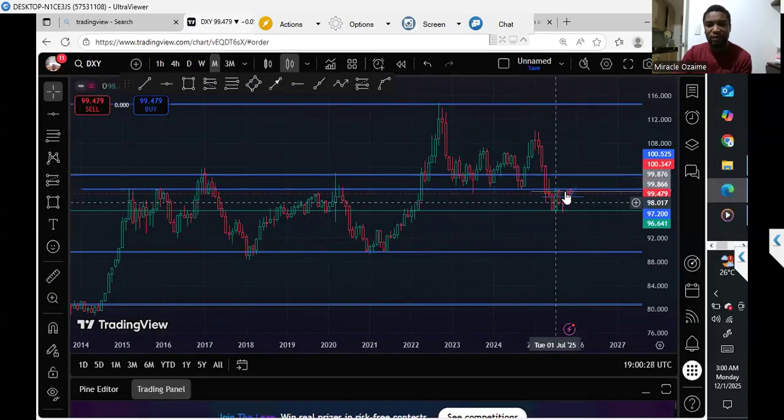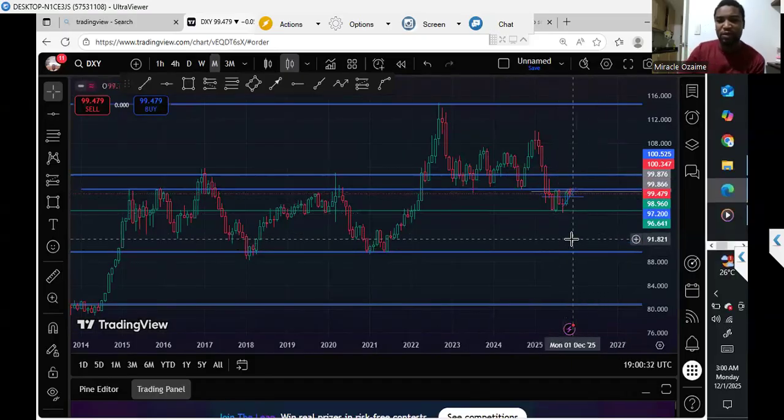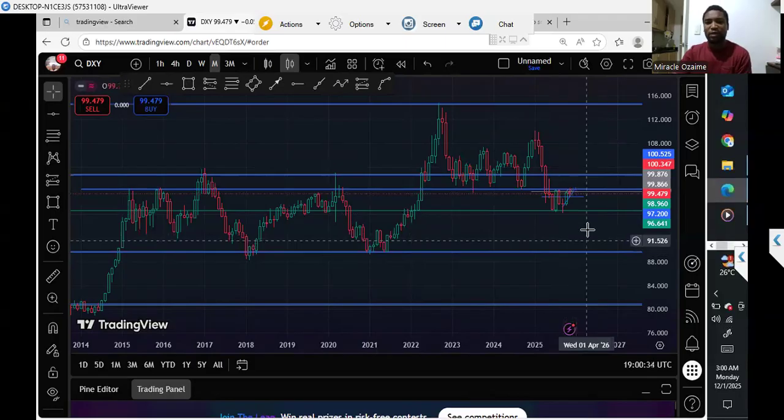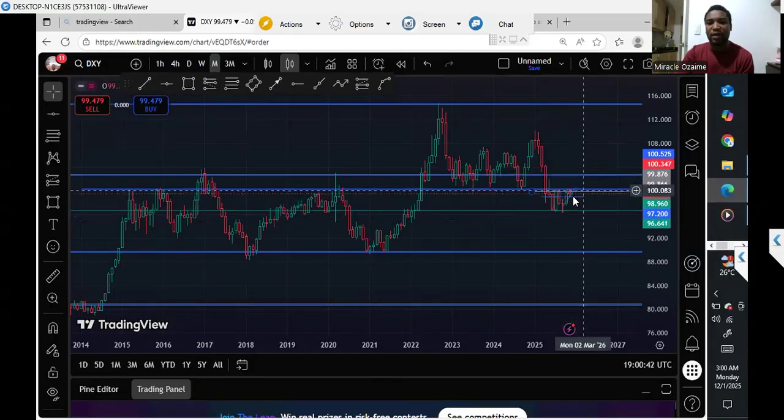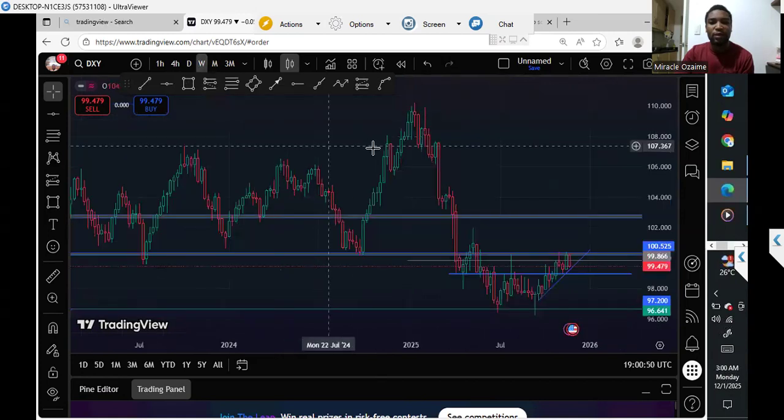Even this time around, it tested it in this area. So it's kind of a major level to me. When I spotted that major level, most probably that's why this market is currently rejecting from that region. That's why the monthly candle closed bearish. So I'll come back down to my weekly time frame.